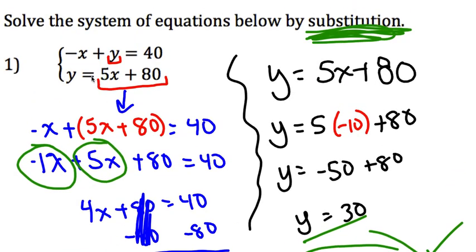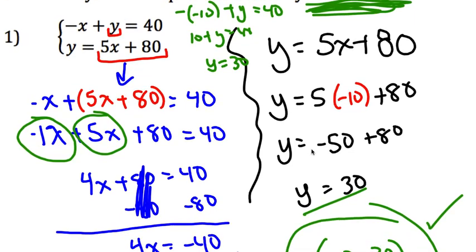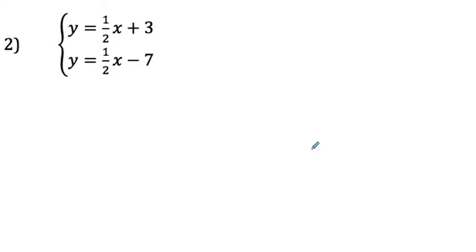Like I said, we could have used the other one. You could have plugged negative 10 in here, and got 10 plus y equals 40. So then y, if we subtract 10 over, y equals 30. We got the same thing. It doesn't matter. Okay, you will get the same answer. So take your pick, whichever one you like. All right, so let's move on to the next example now.